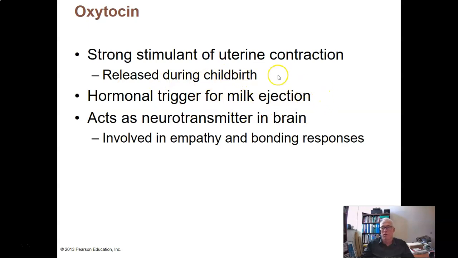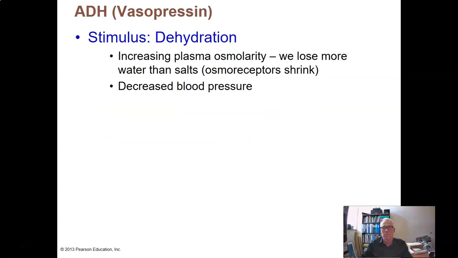Oxytocin also causes milk ejection, so milk production in the mammary glands is triggered by hormones, different hormones, prolactin, and then oxytocin helps bring that milk to the point of ejection so it can be available for the infant. Interestingly, more recently, oxytocin has been discovered to be an important neurotransmitter in the brain, involving our ability to empathize with other people, to read their emotions and empathize with them, form bonds, emotional bonds with each other.